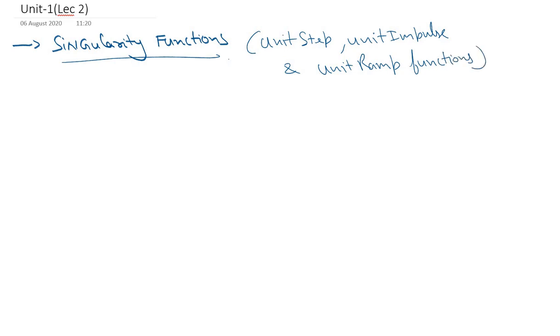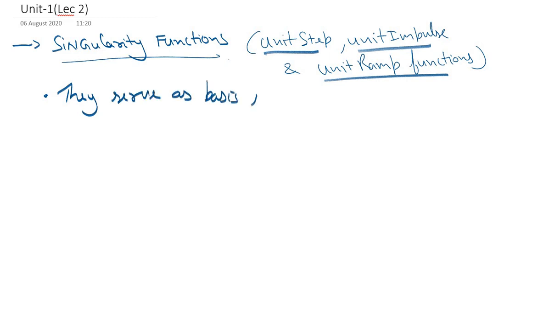I hope you have some idea about all these signals. So, in area of communication systems or signals and systems, these three functions, unit step function, unit impulse function, and unit ramp functions, they play a very important role because they serve as the basis for representing other signals.